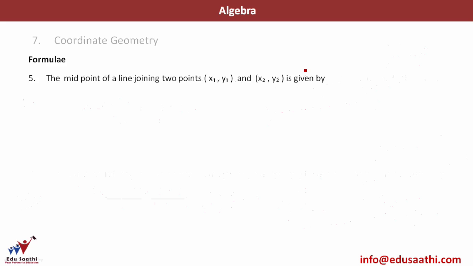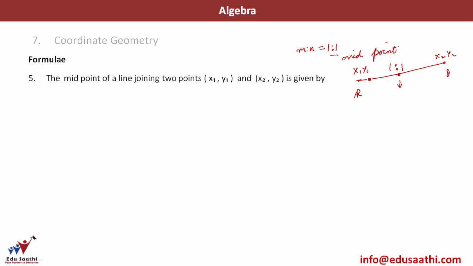If m is to n, we take it as 1:1. That means I'm finding the coordinates of the midpoint. Midpoint means it is a point which is dividing the line into two equal parts. So this is x1, y1, the coordinates of P, and x2, y2. There is a point which is dividing it in the ratio 1:1.